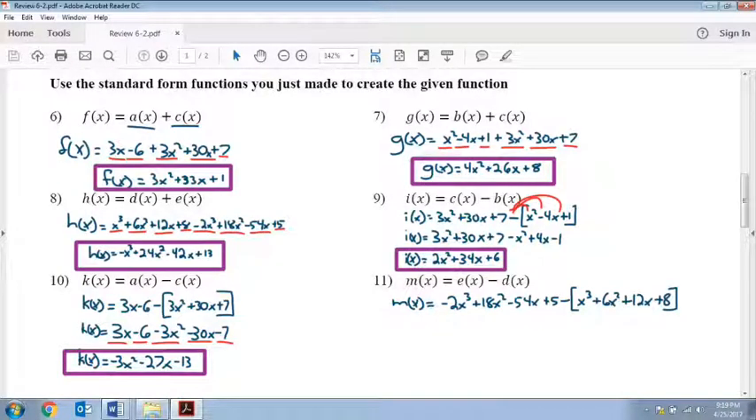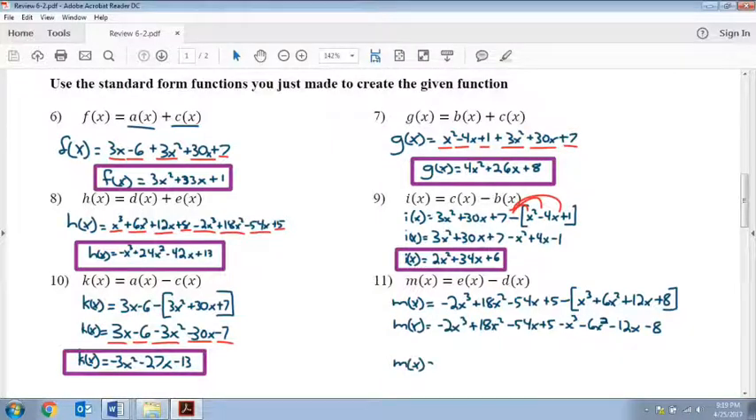So just like before, distribute your negative. So m of x equals negative 2x to the third power plus 18x squared. We'll bring everything else down. Minus 54x plus 5. Then distribute your negative to everything. So that makes it a negative x to the third power, a negative 6x squared, a negative 12x, and a negative 8.